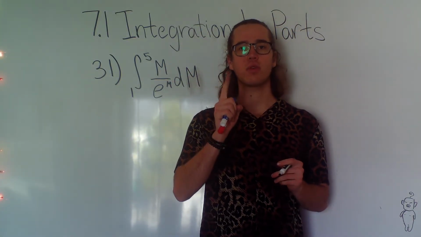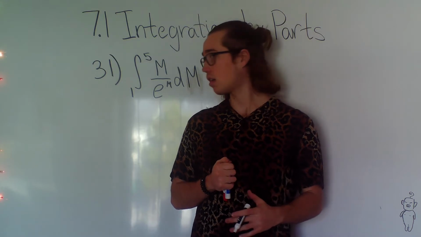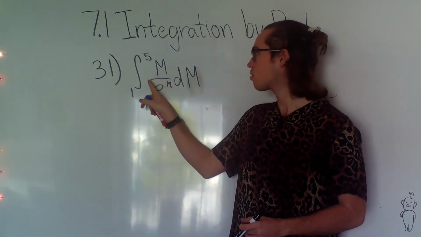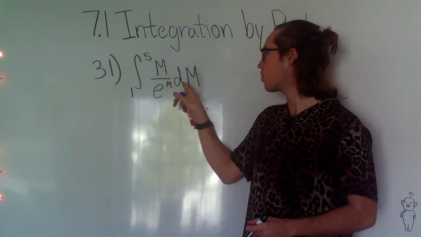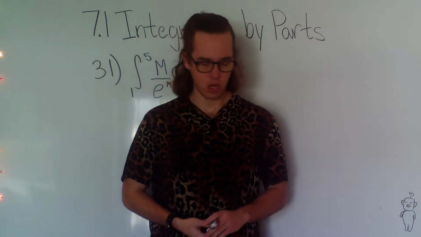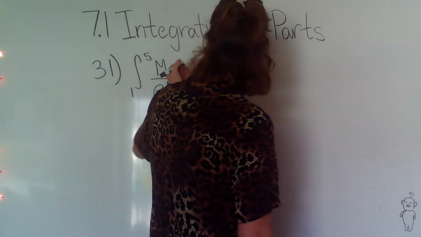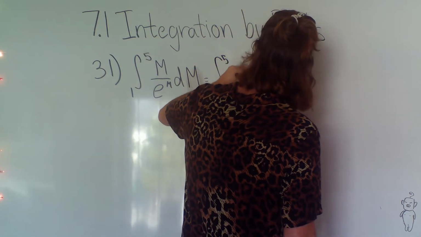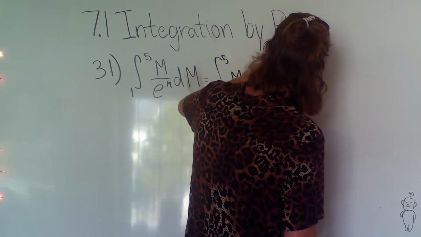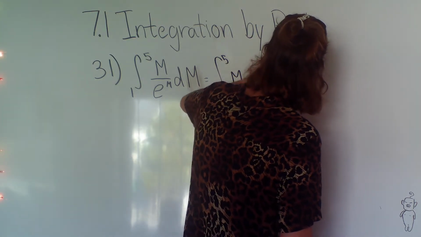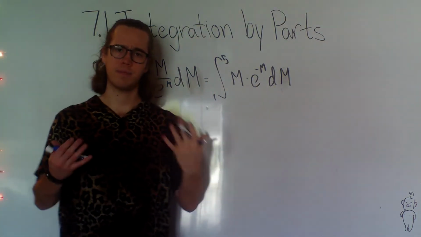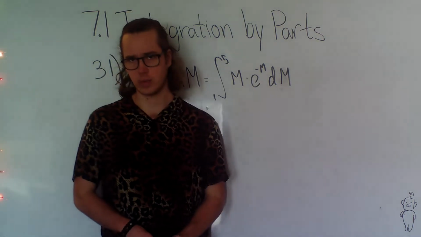So we're going to just do one question because this video is already getting kind of long. And we're going to do number 31 from our book, the integral from 1 to 5 of m over e to the m dm. And so we can also just rewrite this, if it's helpful, as the integral from 1 to 5 of m times e to the negative m dm. And so we look at it and we're like, so how should we do this?